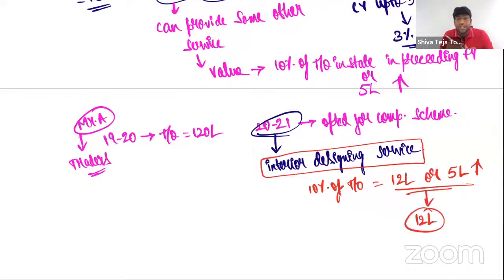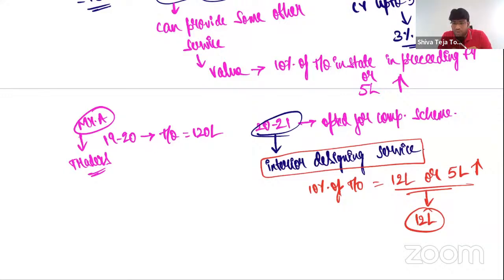That means law is trying to say that along with manufacturing or trading or restaurant or catering service, you provide some other services. You are providing some other services, but you can still continue under a composition scheme. But those other services should not be more than 10% of turnover in state in the preceding financial year or 5 lakhs, whichever is higher.